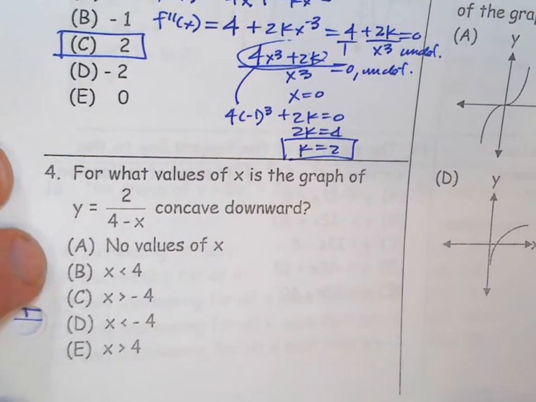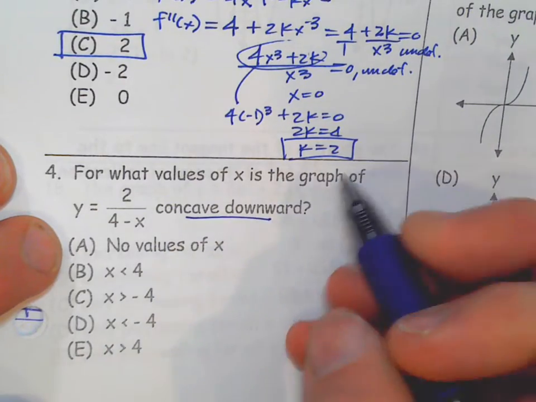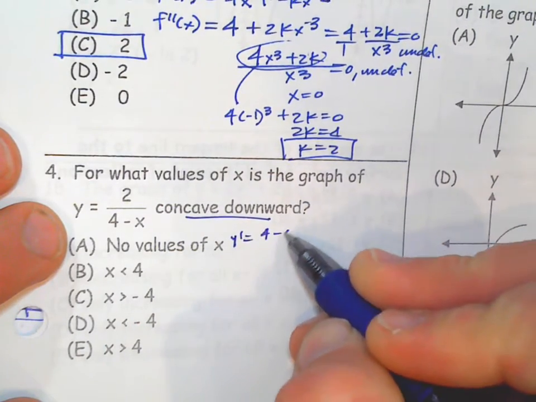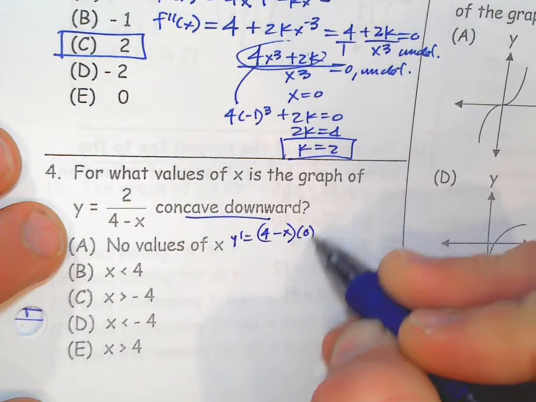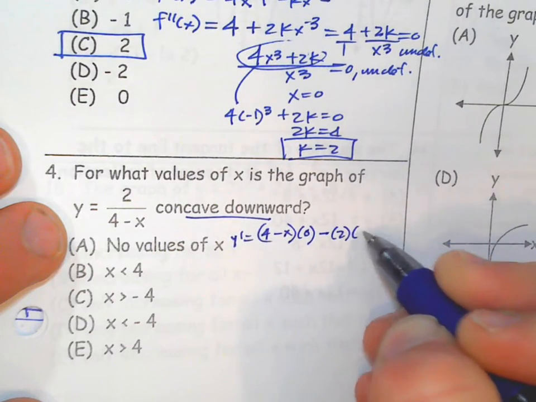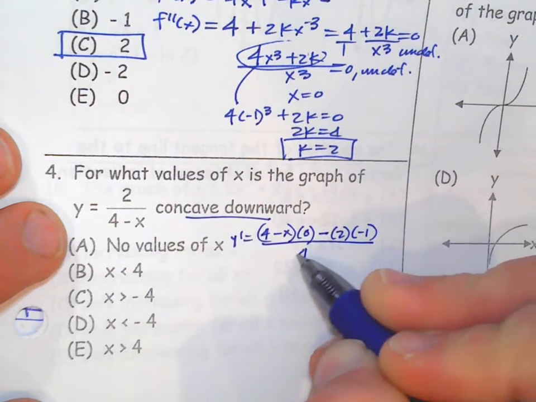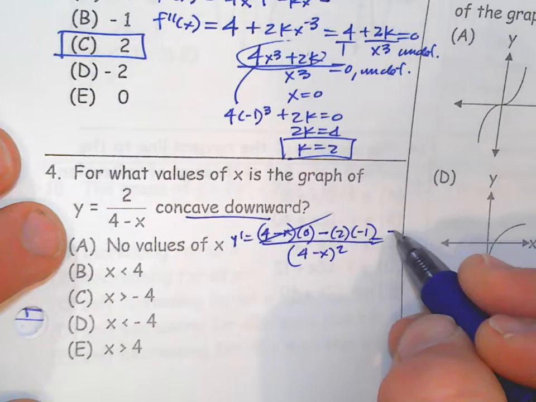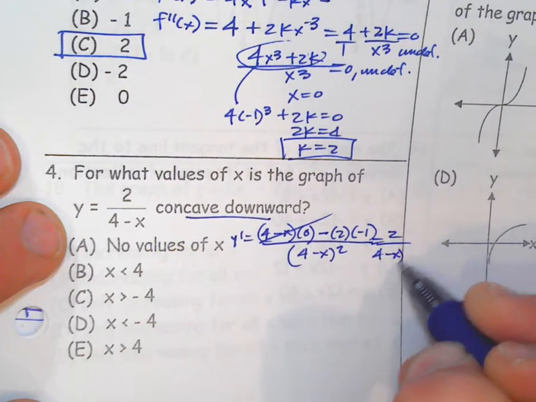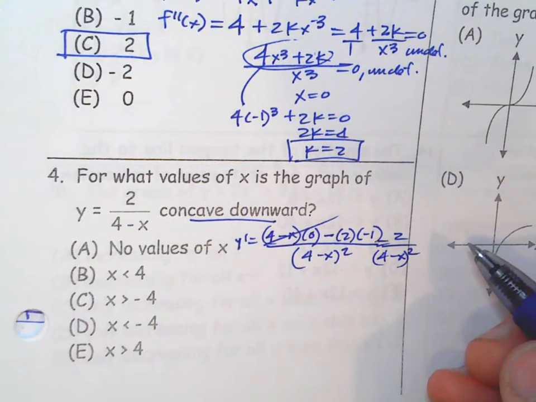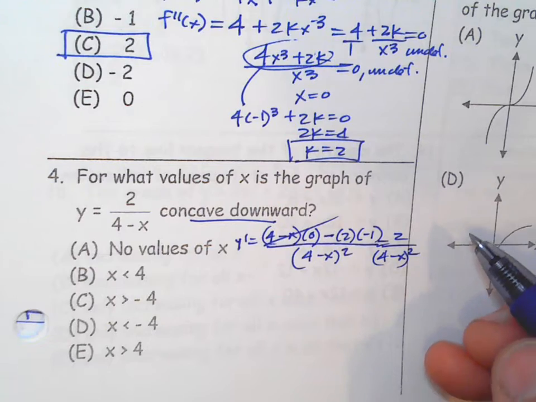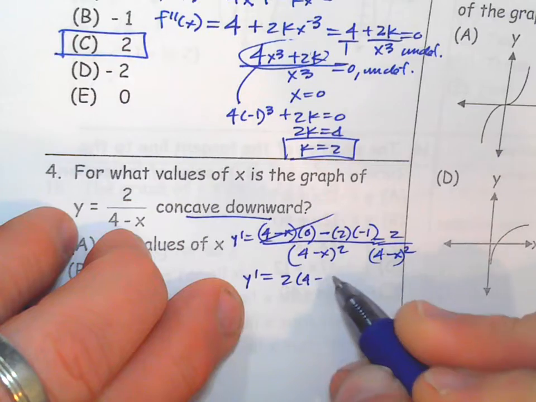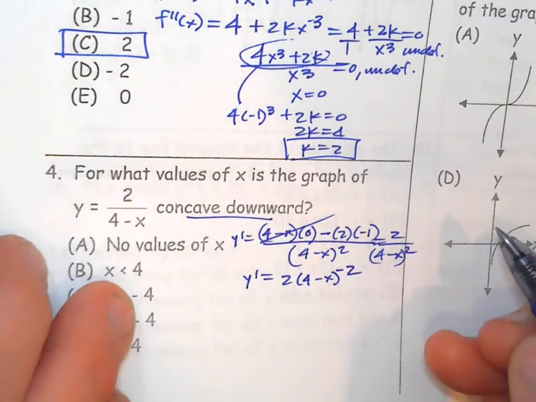For what values of x is the graph concave downward? So we got to find the second derivative. So y prime equals, we do quotient rule, low d high minus high d low all over low squared. That term goes away. So we get 2 over 4 minus x squared. Now, we could have done this from the beginning. We could have changed this to this. And then you don't have to do quotient rule like this.